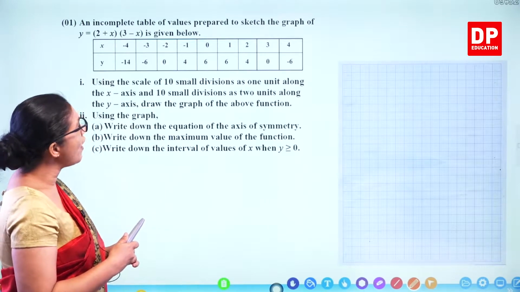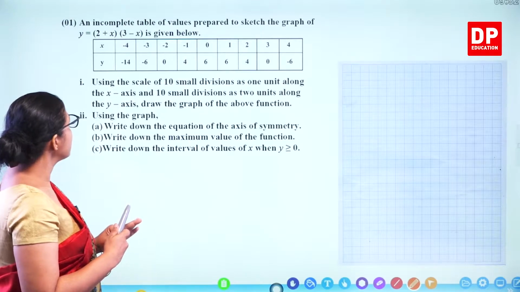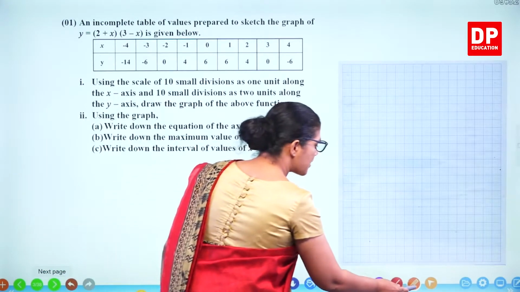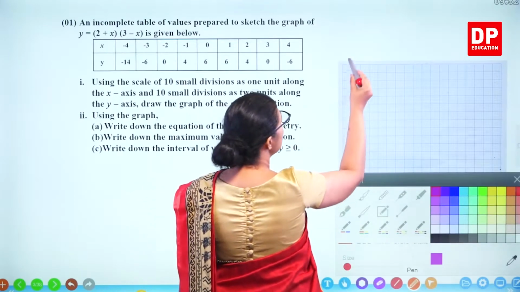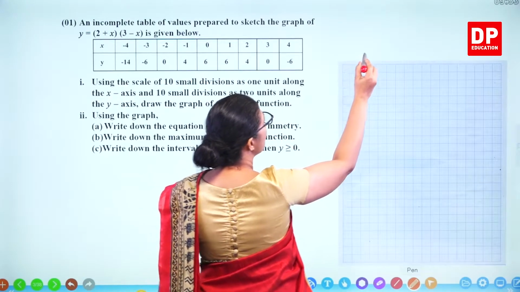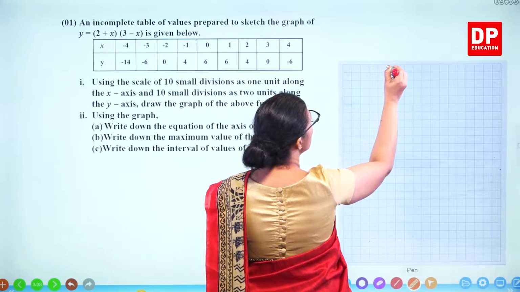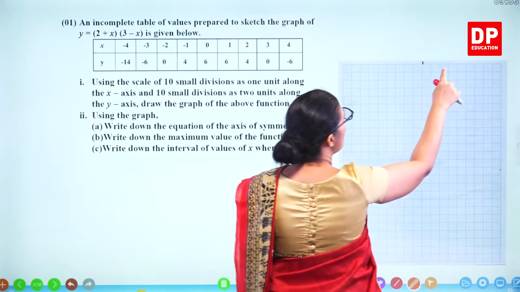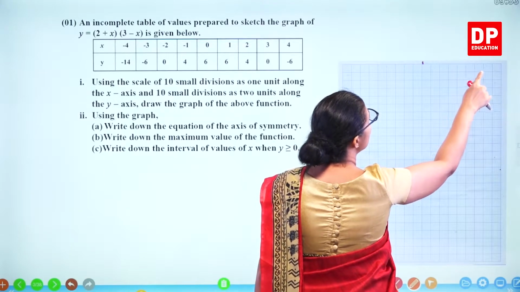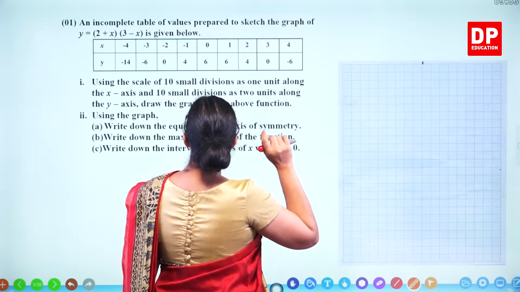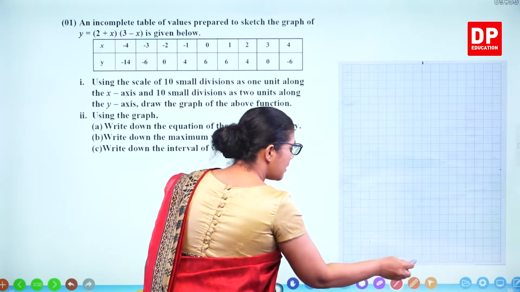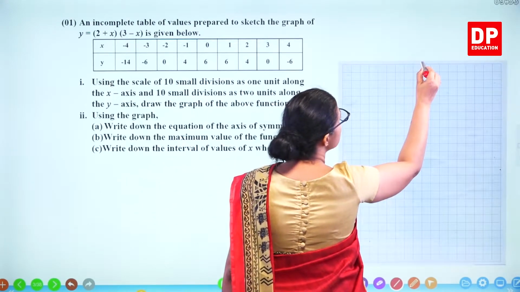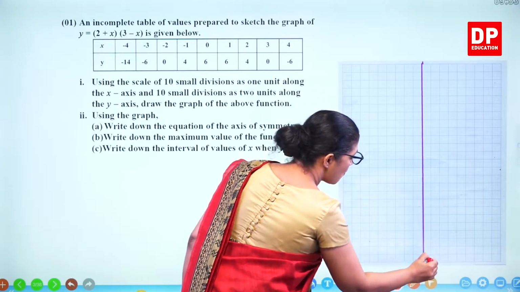So we'll try to draw it. When you take the x-axis, minus 4 to 4. You can start from minus 4, minus 3, minus 2, minus 1, 0. So this is 0, 1, 2, 3, 4. Then you can decide what the y values are. So we can first draw the y-axis, somewhere here.